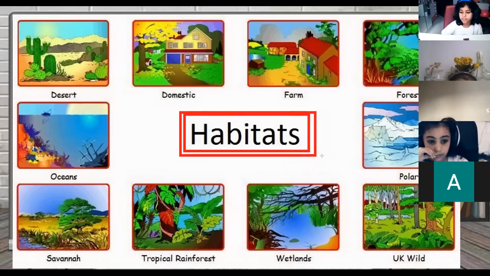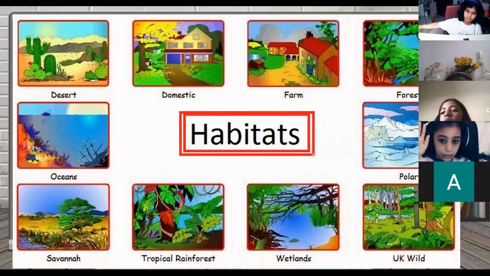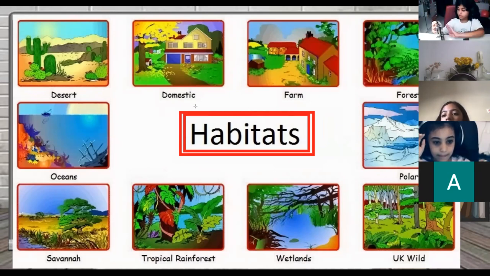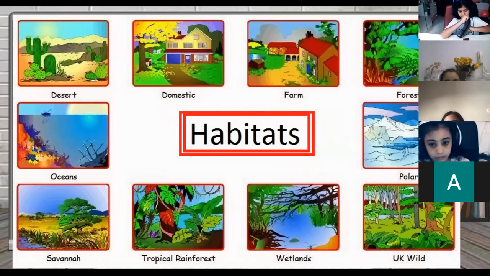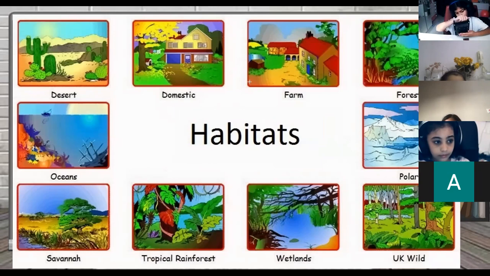Malik, can you help your friend? What do we call the space that animals live in? Habitat. Excellent, it's a habitat. Well done, very good. So again, Batul. What do we call the space that an animal lives in? A habitat. Excellent, Batul. Excellent, Malik. Thank you very much.